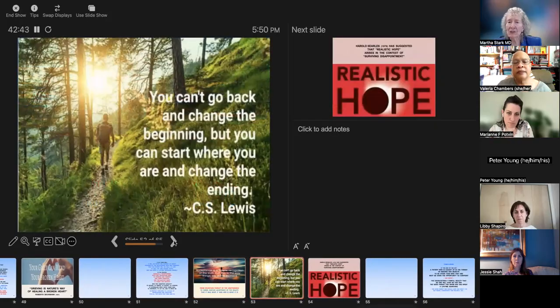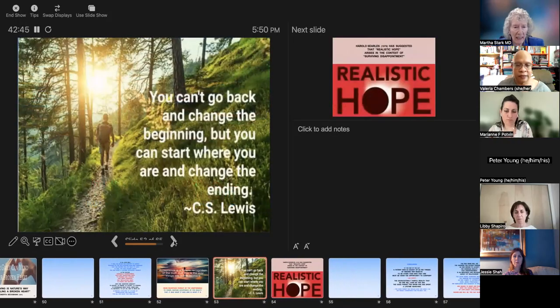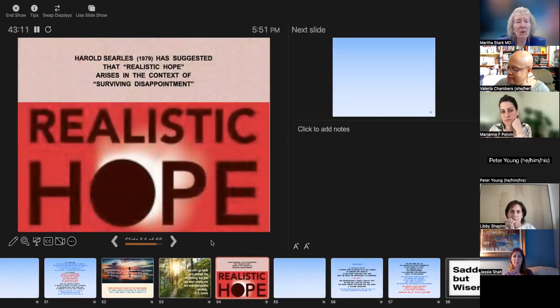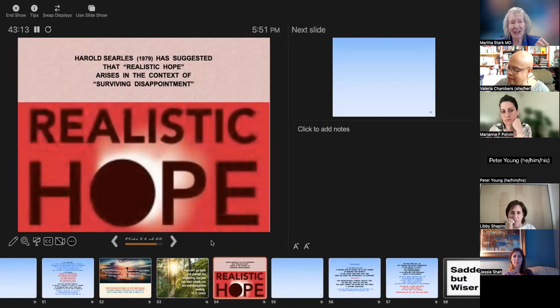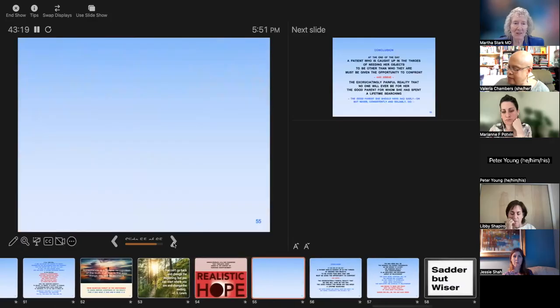C.S. Lewis: You can't go back and change the beginning, but you can start where you are and change the ending. And I talk a lot about how patients position themselves in relation to traumas and in relation to the choices that they really do have. And then also how we position ourselves in relation to the patient and the choices we have in terms of how we react defensively or respond adaptively. Harold Searles has suggested that realistic hope arises in the context of surviving disappointment.